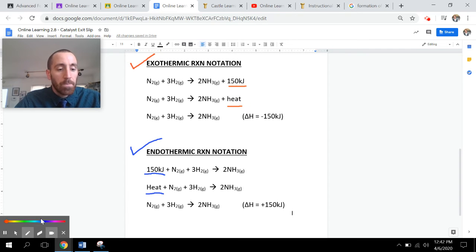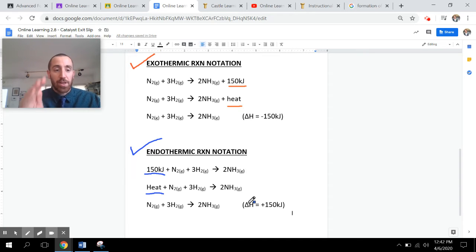Okay? So the last way you could see it, sometimes they'll, like again, when they don't include it into the equation and they put it off to the side in your parentheses, if the delta H is positive, you know that it's also endothermic.